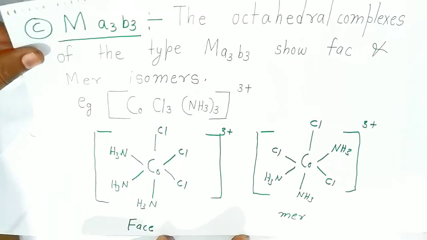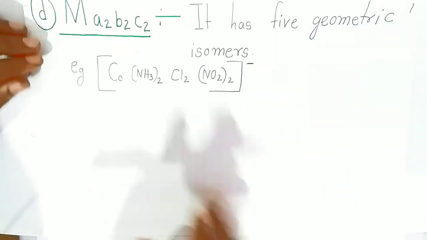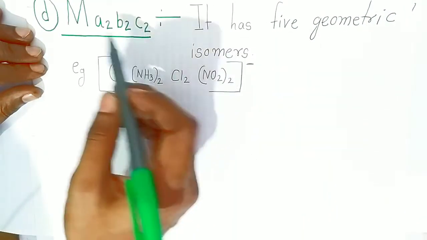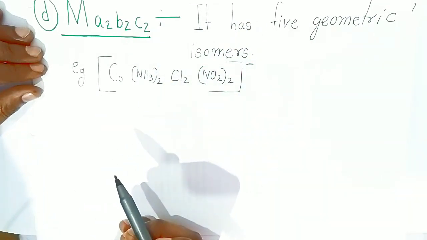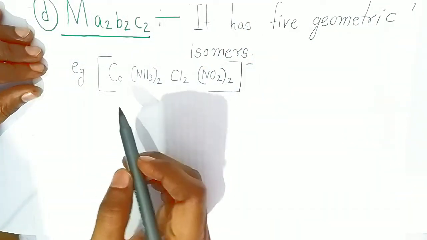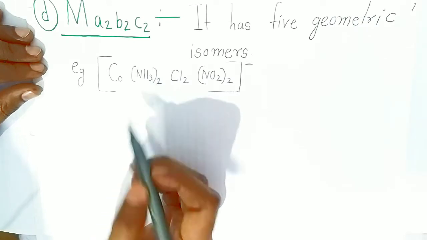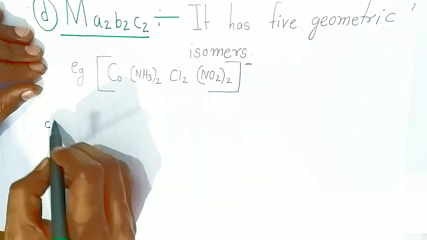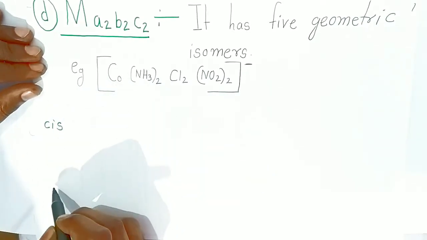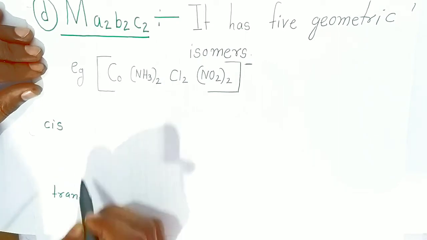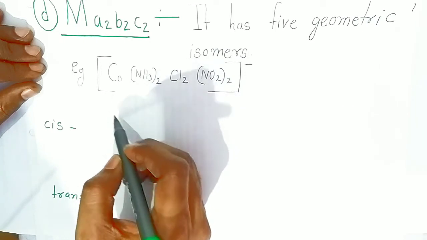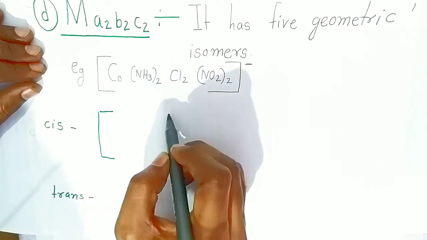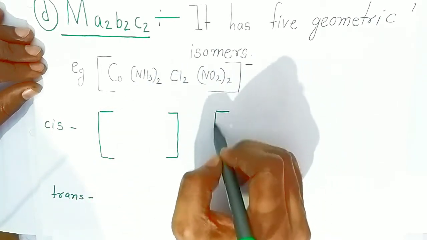Now students, the fourth type we are going to see, that is Ma2B2C2. Ma2B2C2 has 5 geometrical isomers, students. Here also we have taken a cobalt complex. There are 5: 3 cis and 2 trans structures present here, students. Now if you are writing the 3 cis structures, first to make the complex, this way you have to represent the complex, students. They are very important.